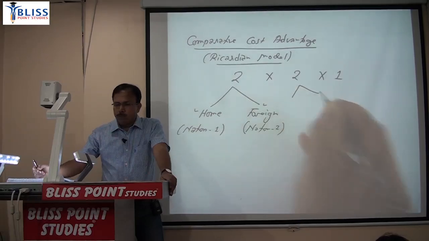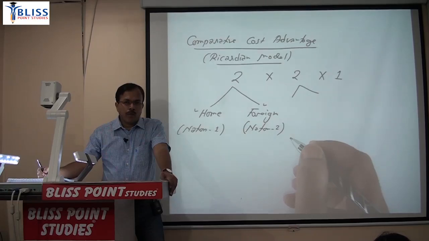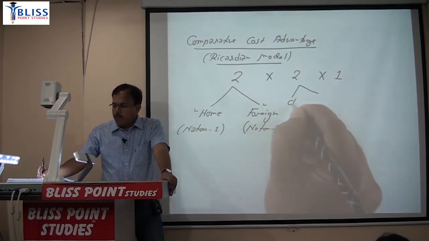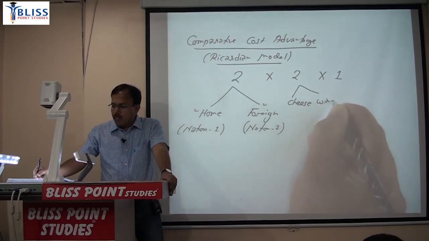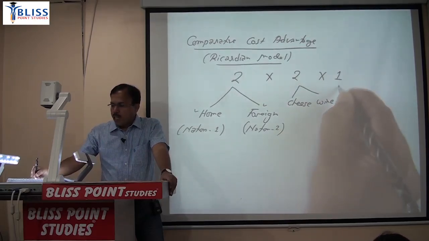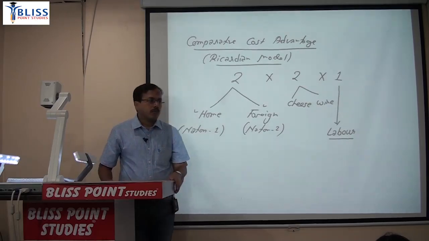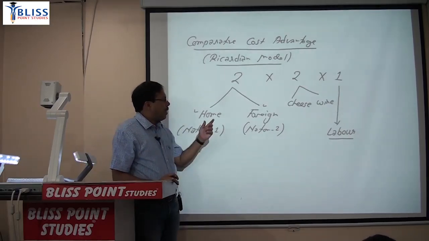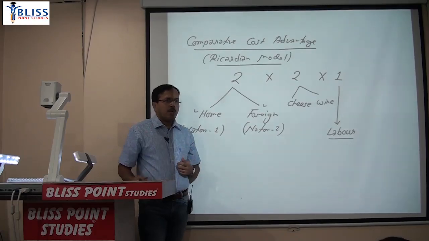So there are two products produced. You may call it good 1, good 2, good X, good Y, or by any specific example. Suppose cheese and wine, or cloth and food. And these two products are produced by using only one factor of production, which is labor. So it is trade between two countries producing two products by using only one factor of production, which is labor.